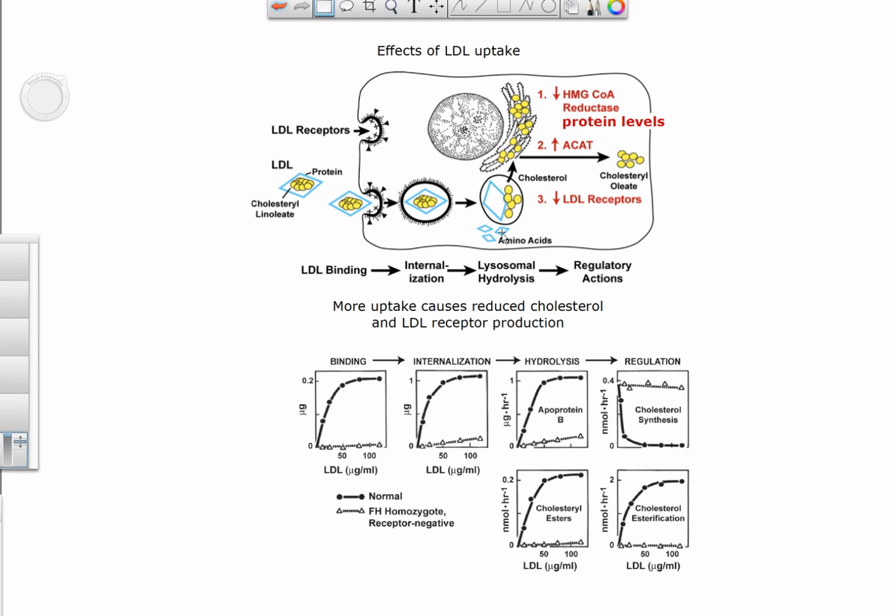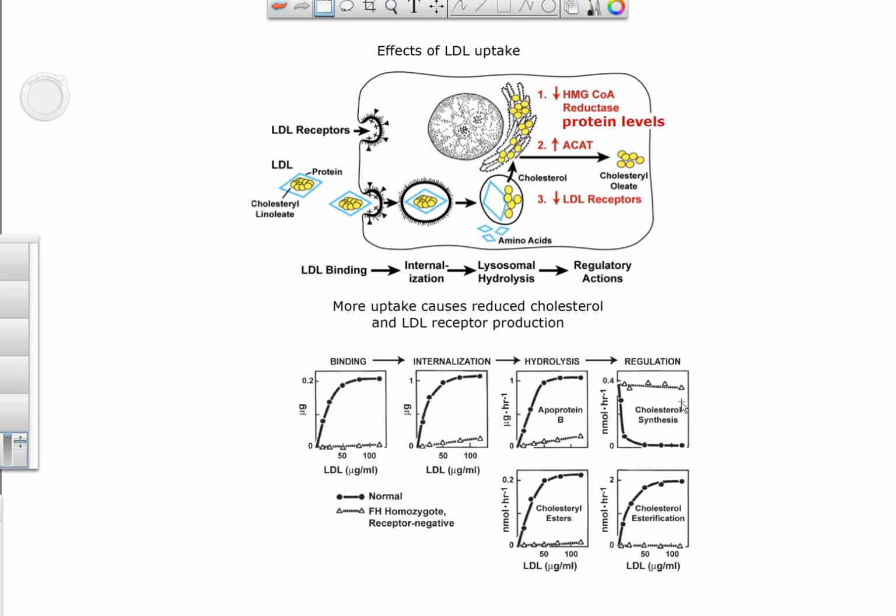Hydrolysis, the breakdown of the LDLs into the component parts, rises quickly as the amount of LDLs taken in increases in normal cells. In FH cells it fails to increase because you're not bringing it in the first place. It's hard to break it down.